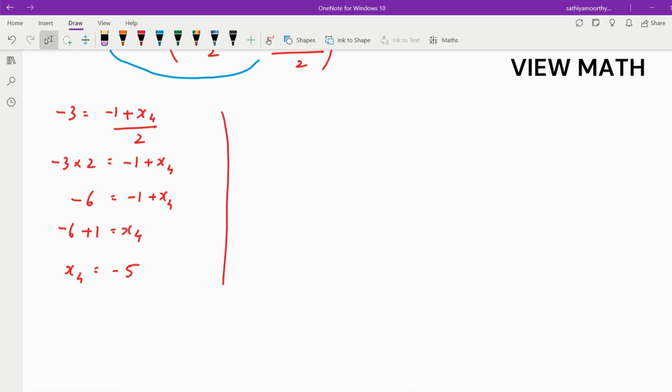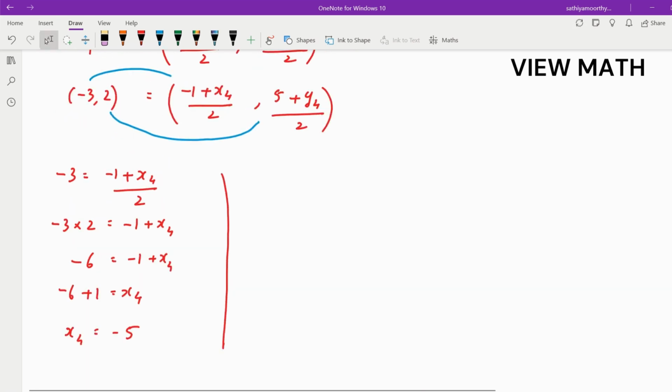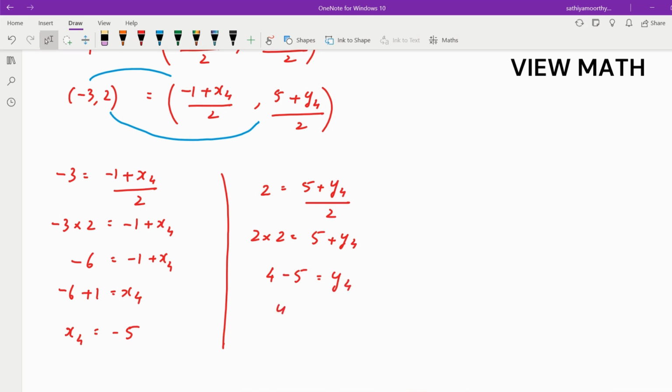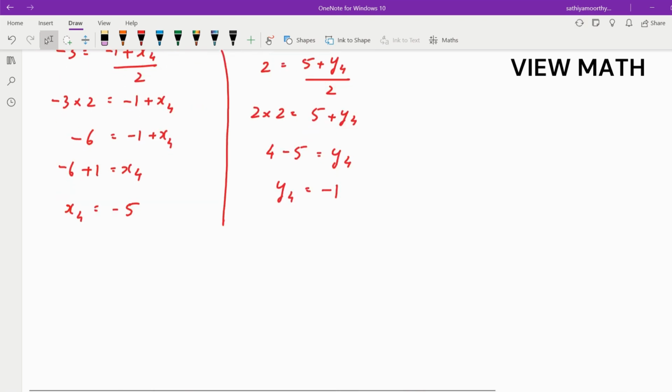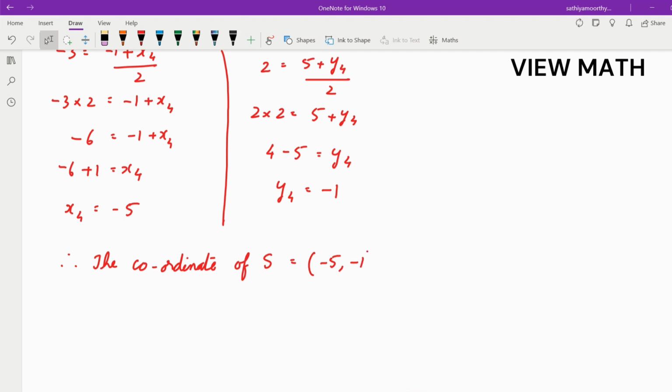Now let me equate the y coordinates. 2 is equal to (5 plus y4) by 2. I'm bringing 2 to the other side, so 2 into 2 is equal to 5 plus y4. 2 into 2 is 4, and 5 I bring to the other side, because negative 5 is equal to y4. Therefore y4 is equal to minus 1. So we have found x4 and y4, which is nothing but the s coordinate. Therefore the coordinate of s is minus 5 comma minus 1.